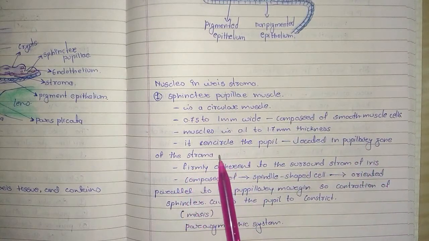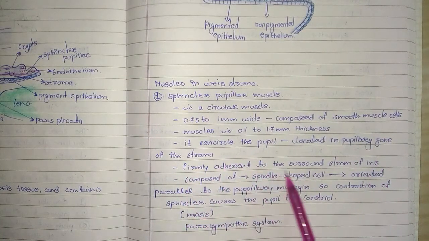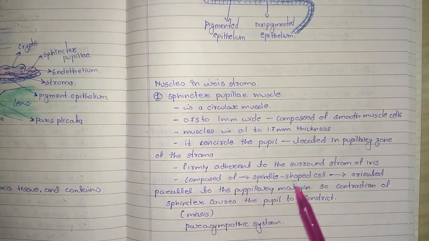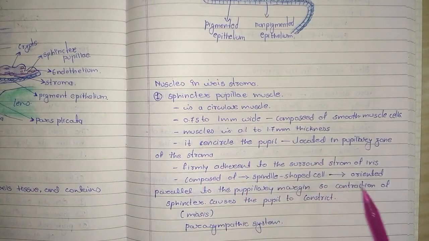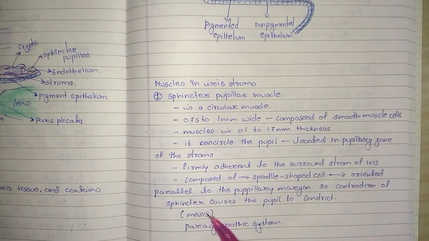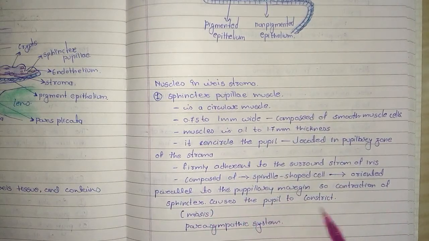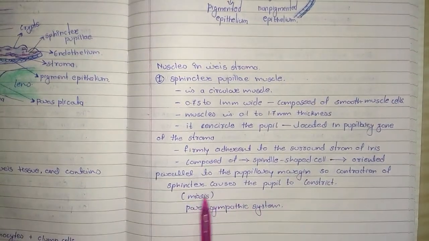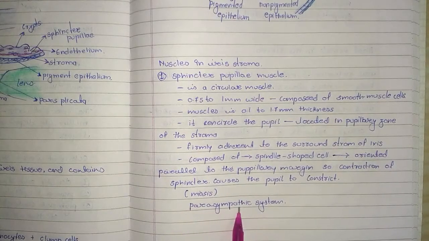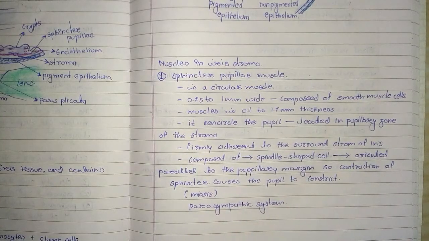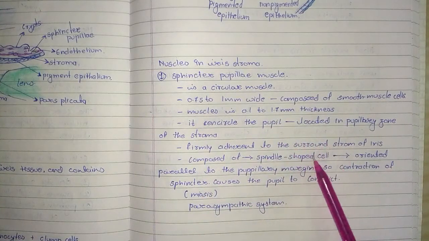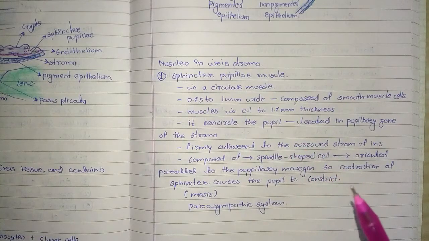This sphincter muscle is firmly adherent to the surrounding structure of the iris. It is composed of spindle-shaped cells that are oriented parallel to the pupillary margin. Contraction of the sphincter causes the pupil to constrict, and this process is miosis. The muscle is innervated by the parasympathetic system. The sphincter pupillae retains its function even after several radial cuts because of its unique distribution of fibers.